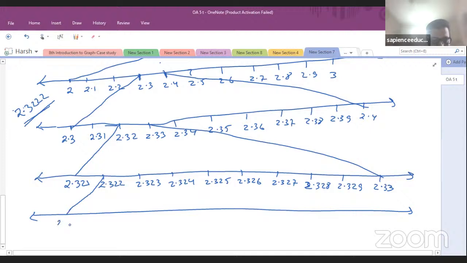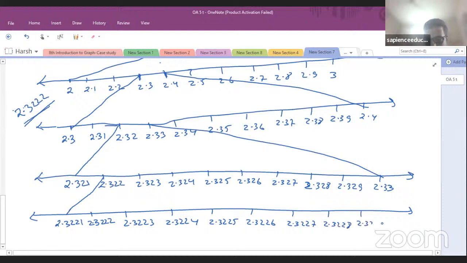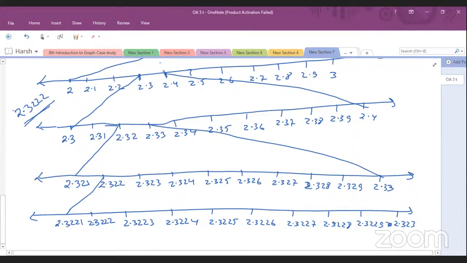So this will be 2.322, 2.3221, 2.3222, 2.3223, 2.3224, 2.3225, 2.3226, 2.3227, 2.3228, 2.3229, and what will be the last number? 2.323. Yes, sir. It should be the fourth digit, no? Correct. Okay. Right. So you got this one.